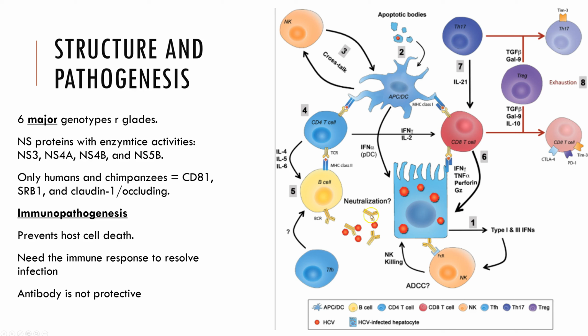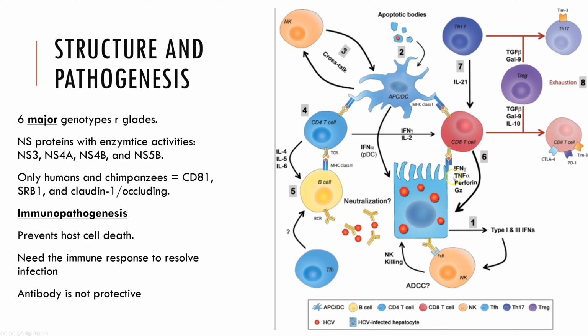The pathogenesis is immune mediated, and this is what happens. So you have your hepatocyte, it gets infected, it releases type 1 and type 3 interferons, which activate NK cells. It also leads to antigen-presenting cells picking up apoptotic cells or other cells that have been infected and presenting them to CD8s, CD4s, and providing crosstalk to NKs. So all of this is going to cause a lot of damage, right?